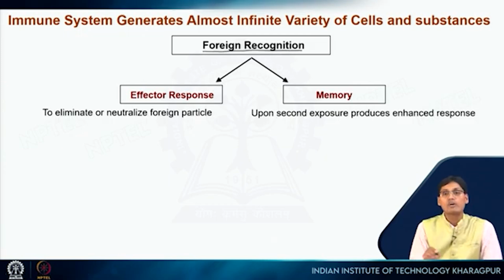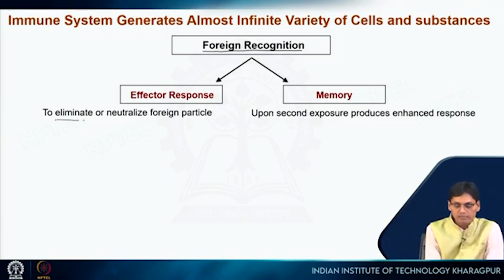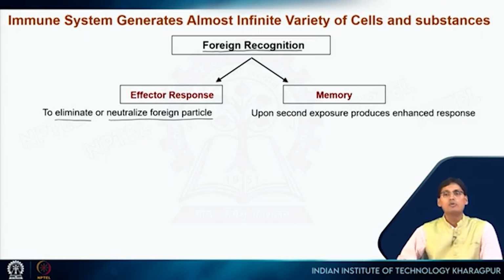First thing is foreign recognition. As I already mentioned, the immune system should work against the foreign stuff, right? Foreign pathogen, for example. And there could be two different types of response. One is called effector response, and the other one is called memory. So effector response means here to eliminate or neutralize foreign particles so that they cannot cause the disease. Okay, this is called effector function, mediated by our immune cells. And the other one is memory.